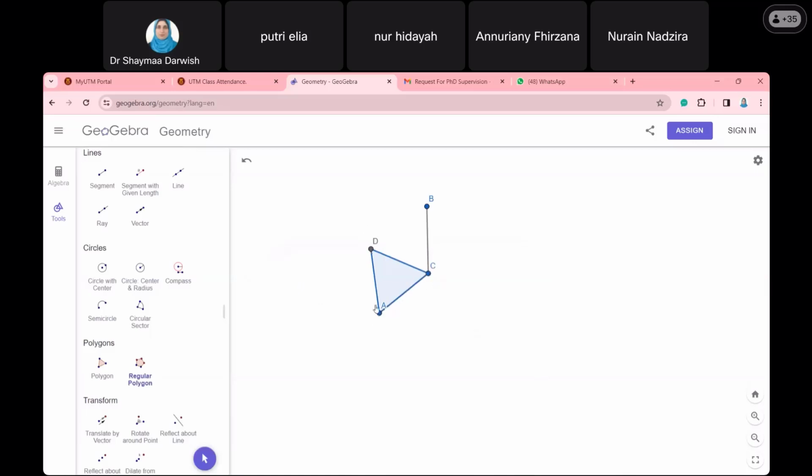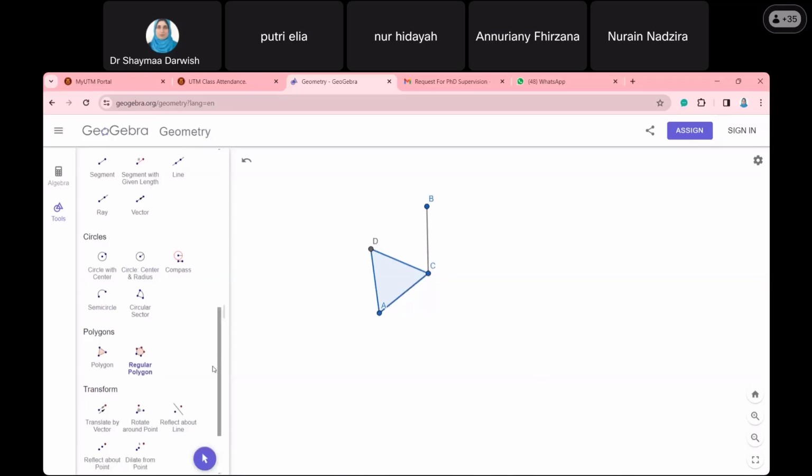So the first step, I connect A and C by a segment. The second step, I draw an equilateral triangle. This is by using proposition 1. For any segment, you can draw an equilateral triangle.